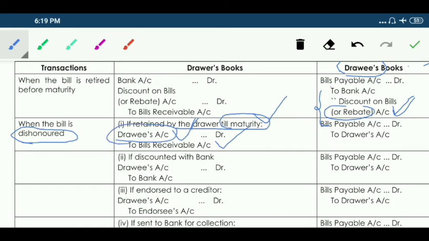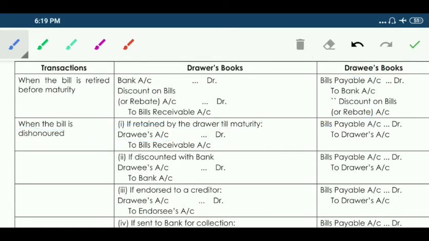In the same way, in the drawee's books, the bills payable account is debited and the drawer's account is credited. That means the creditor account is created again, because the bill is dishonored. These are the original entries.